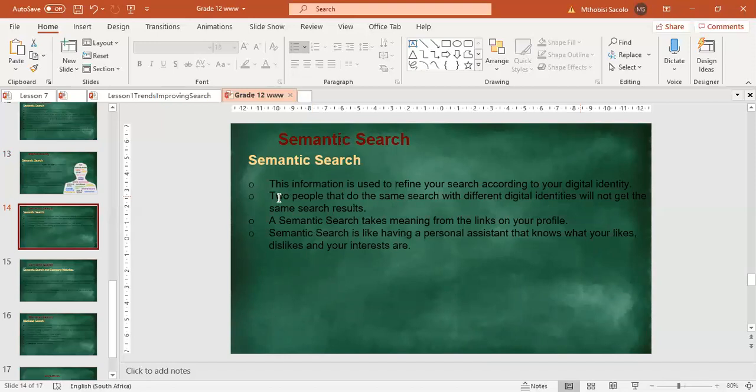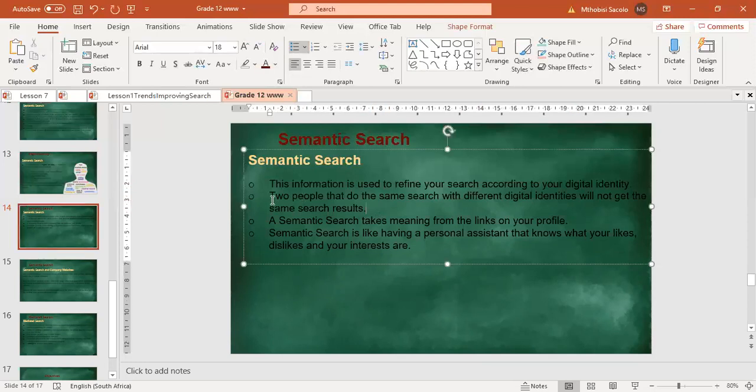So this is what the information will be used for. This information is used to refine your search according to your digital identity. So whoever has logged in, they have a digital identity, so their searches will be based on their digital identity. Two people that do the same search with different digital identities will not get the same search results. So this is what I was saying in the beginning.